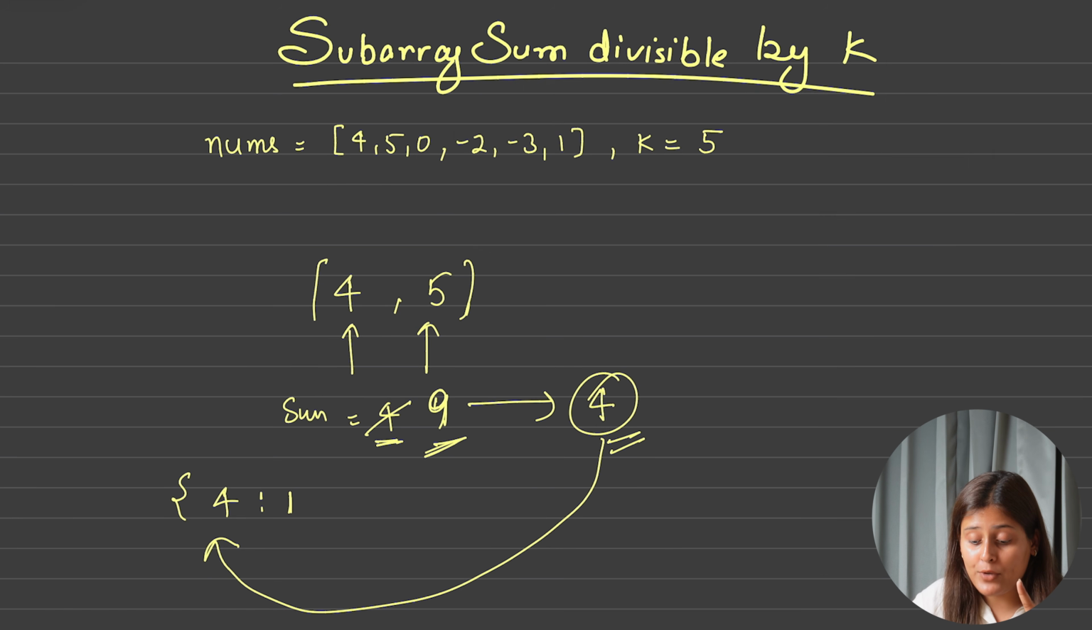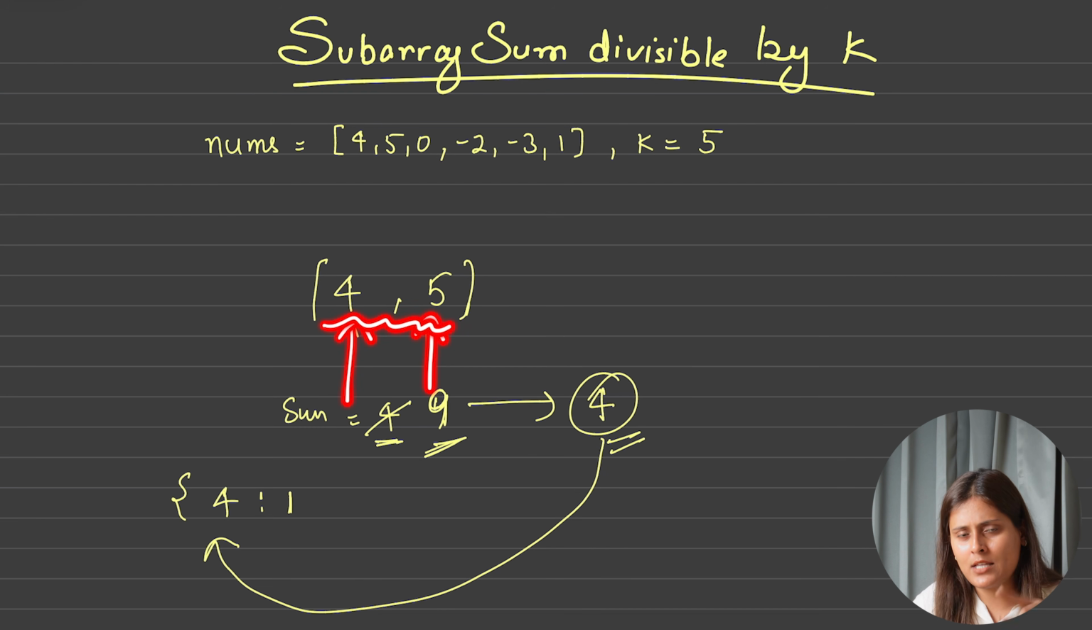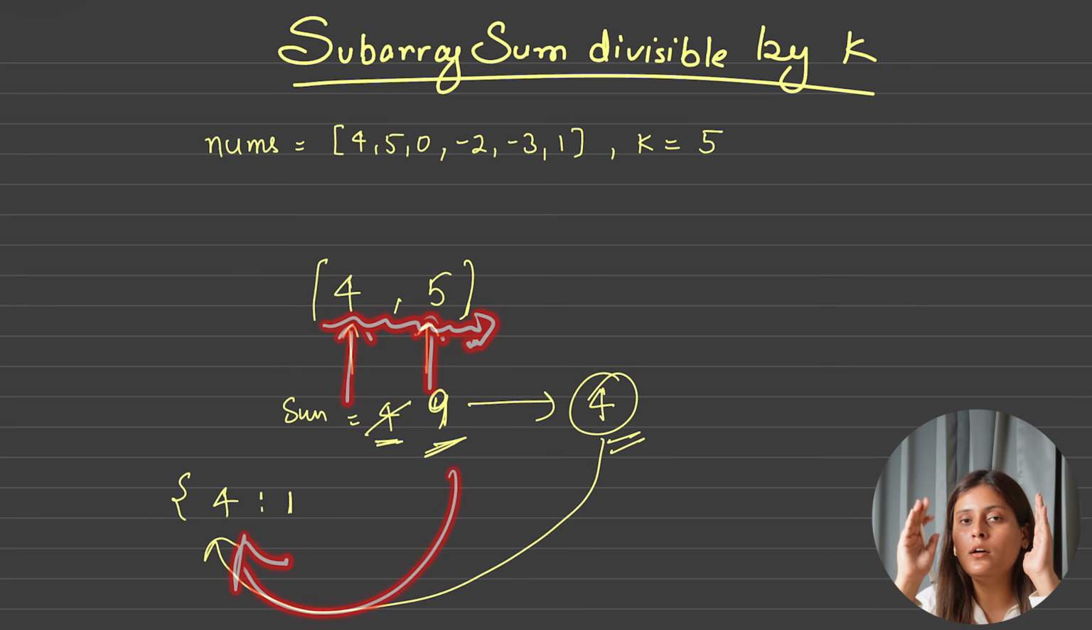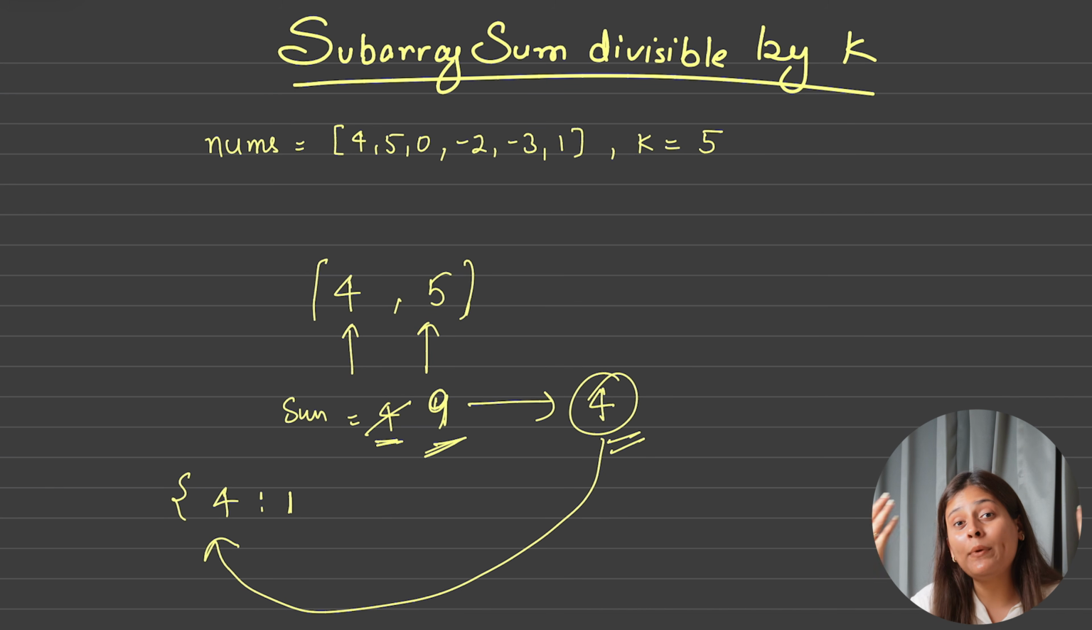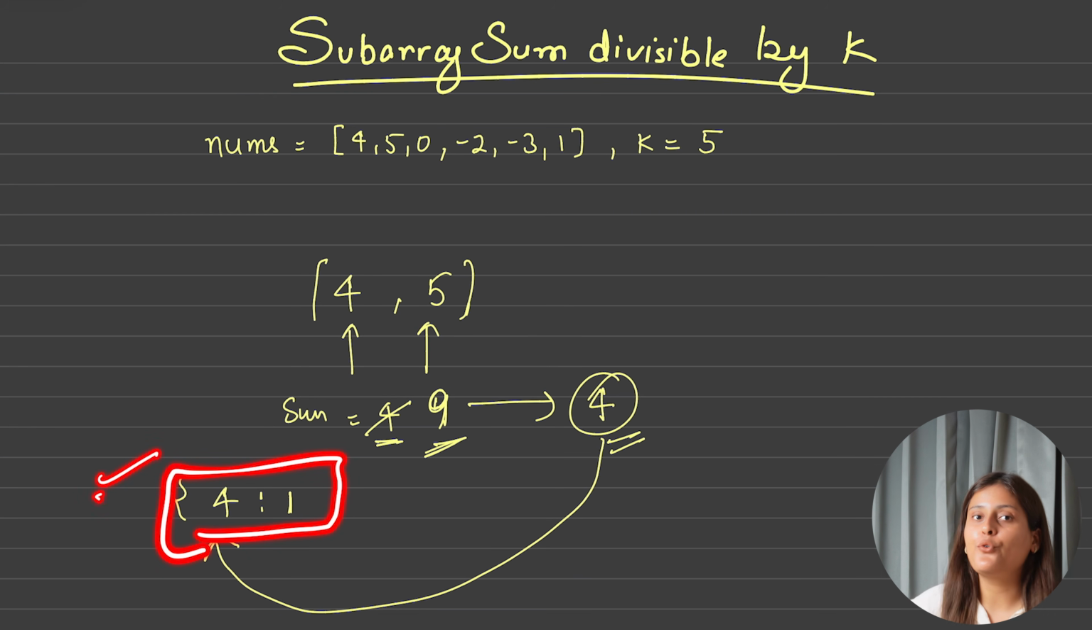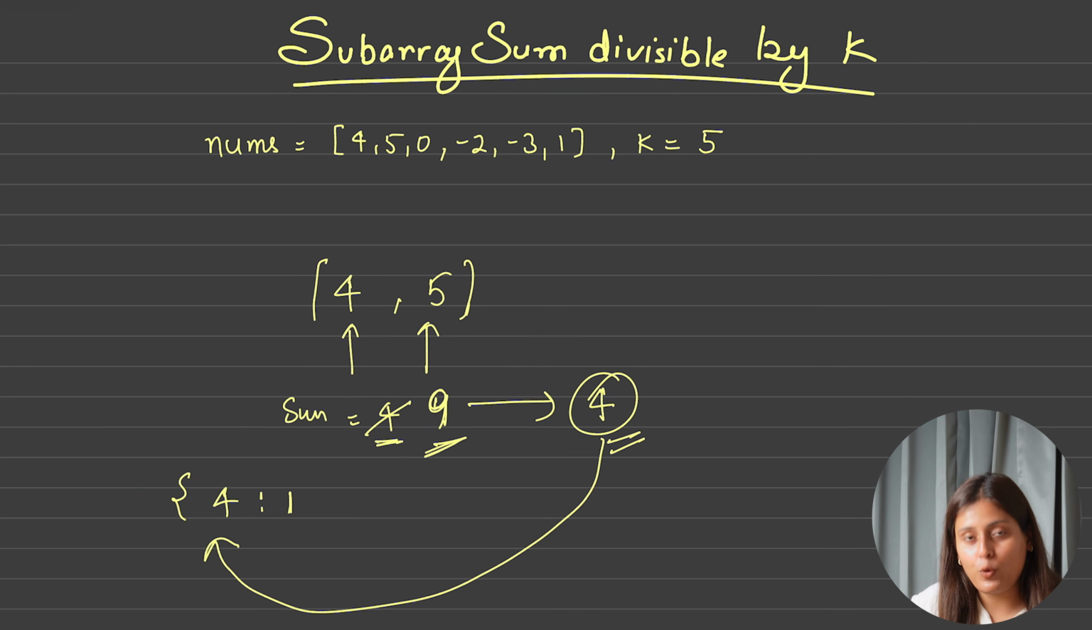So our focus will be to calculate the sum. Go forward, calculate the sum, then calculate the remainder, or modulo. If it is there in the map, then you can say yes, you have found the subarray. But how many subarrays? The number of subarrays will be defined by the frequency of the 4. Here the frequency of 4 was 1, so the only valid subarray is 1. If the frequency was 2, the valid subarrays would be 2.